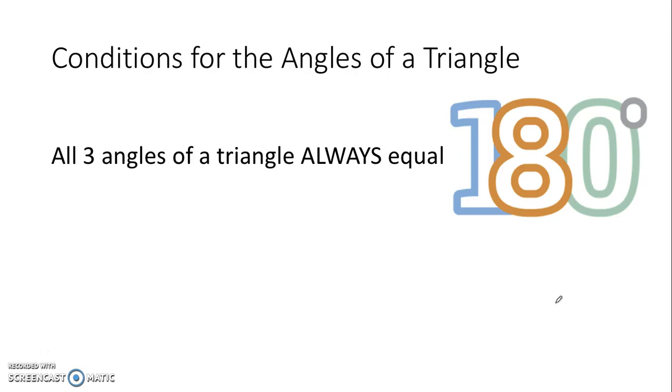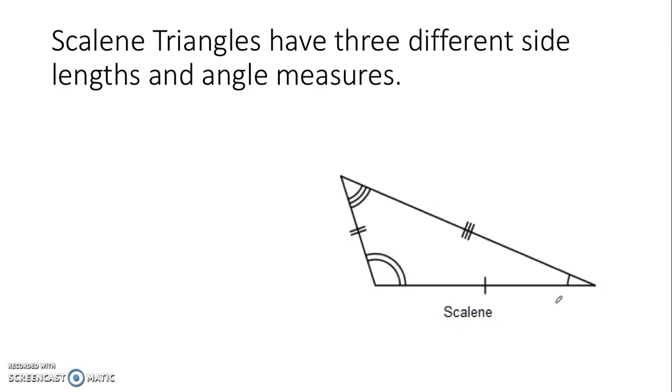Alright, so for the conditions for the angles of a triangle, you just need to remember that all three angles of a triangle always equal 180 degrees. So if you know what type of triangle you're working with, or if you know two of the angle measurements, you can always find out the third measurement because the three of them together have to equal 180 degrees.